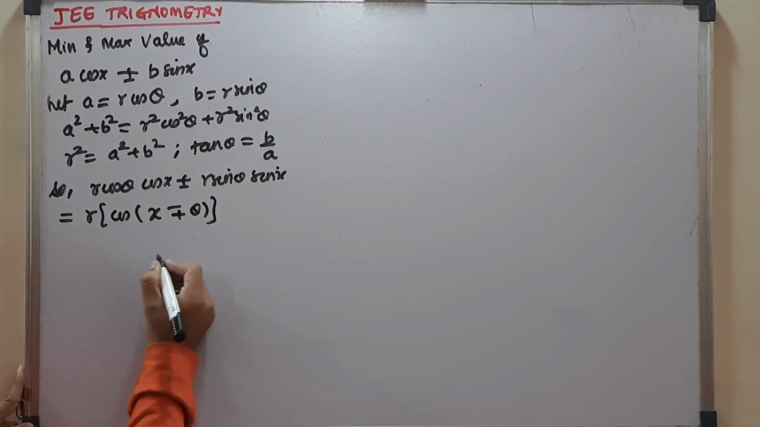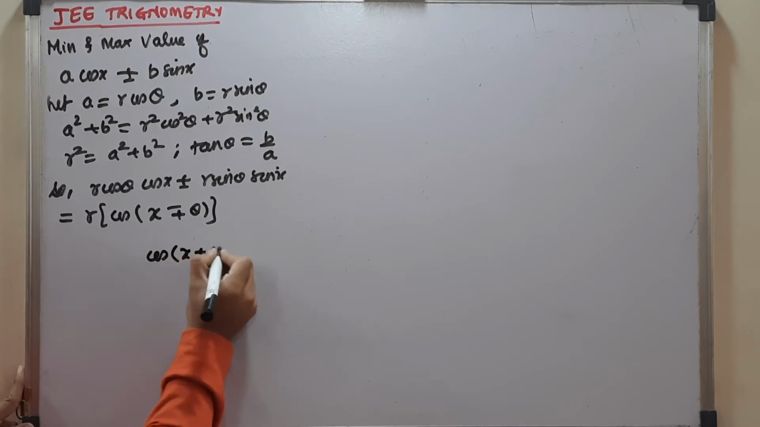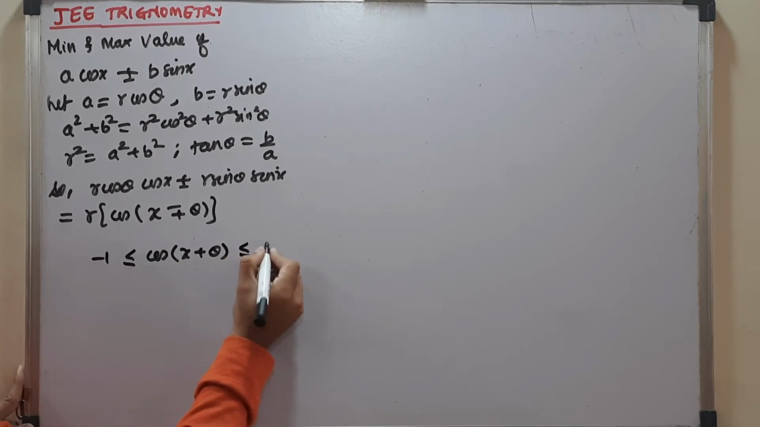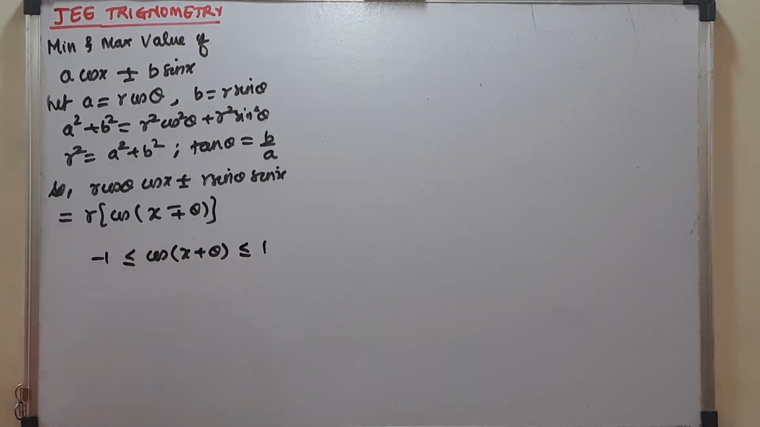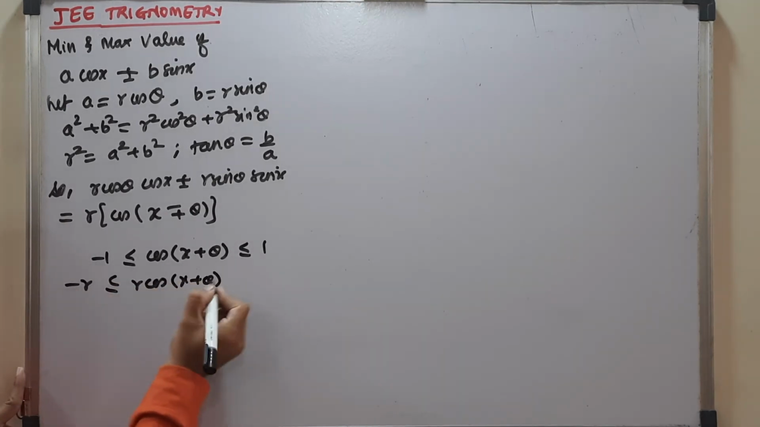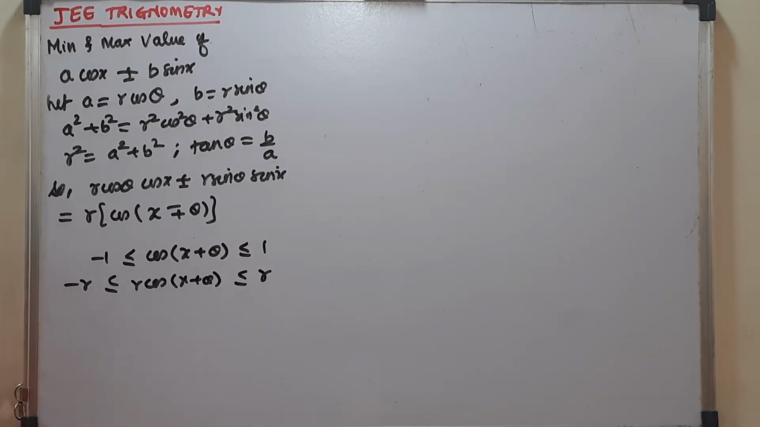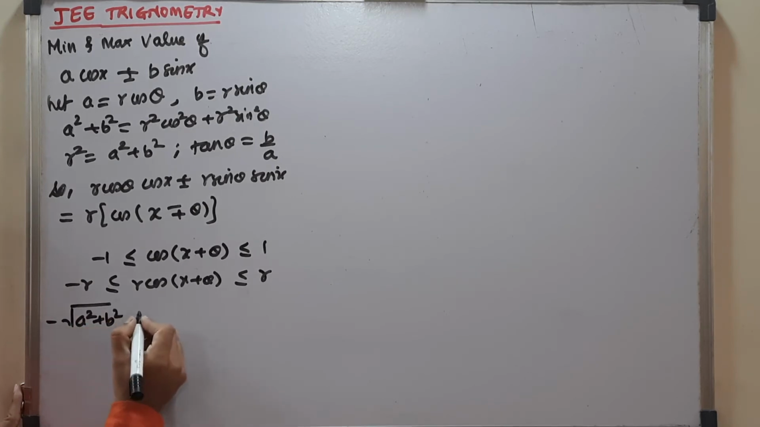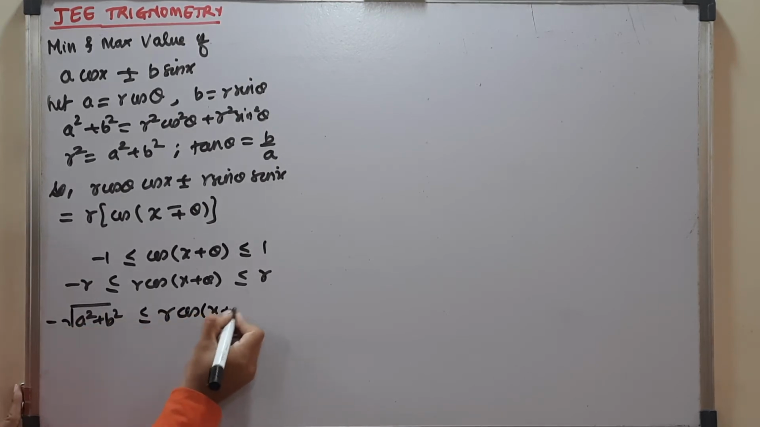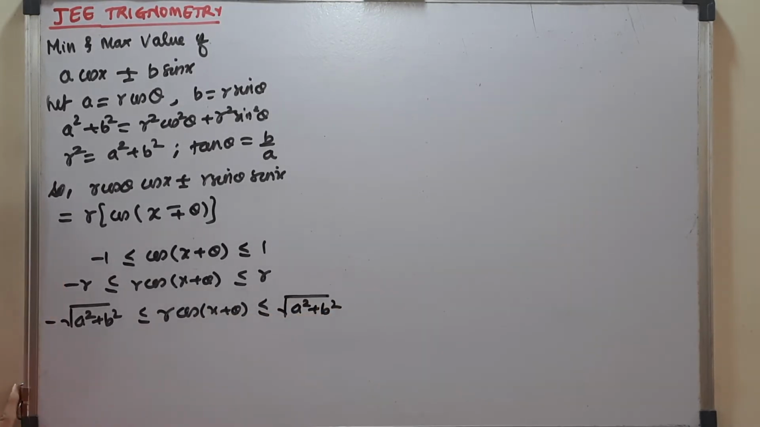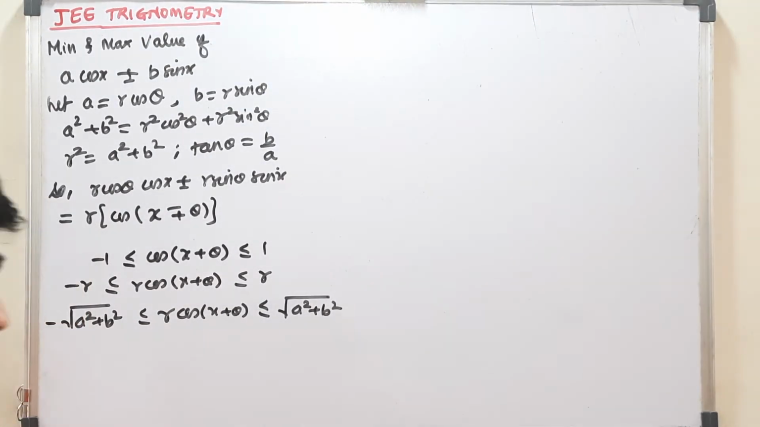So now what is my conclusion? If it is cos of x plus theta, I am not writing the minus for a moment, the value will lie between minus 1 and 1, correct? And I require r, so I multiply by r throughout, and I get r cos of x plus theta is less than or equal to r. So obviously, what is r? R is plus or minus under root a square plus b square. That means r cos of x plus theta takes values greater than minus under root a square plus b square and less than under root a square plus b square.